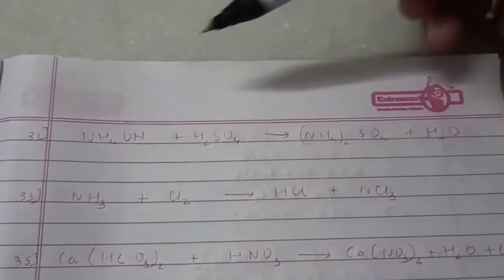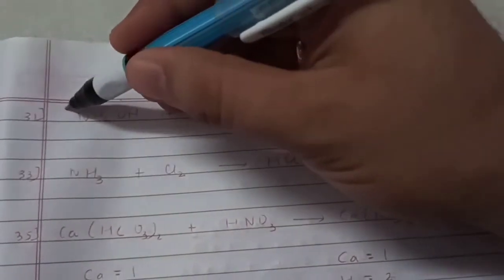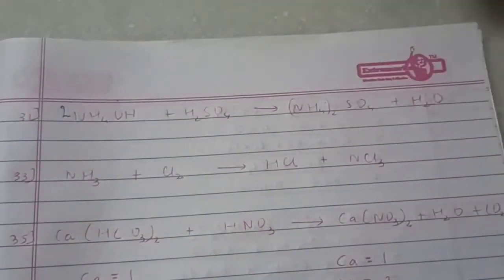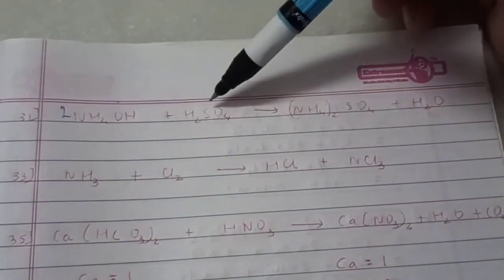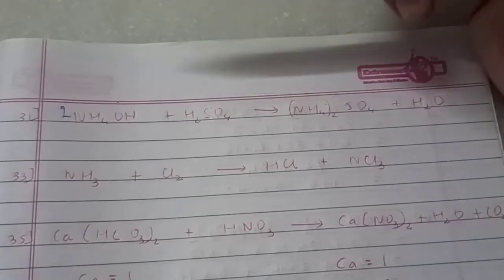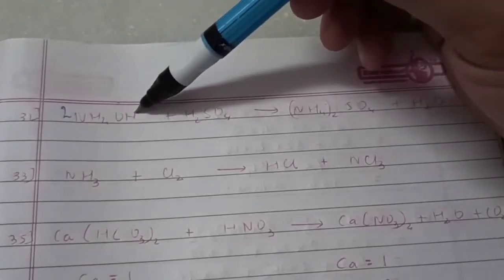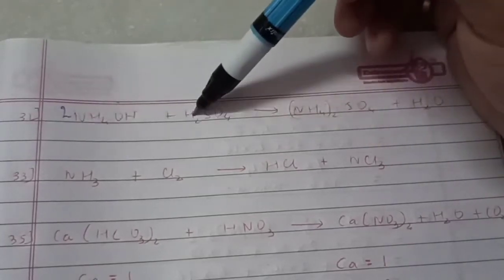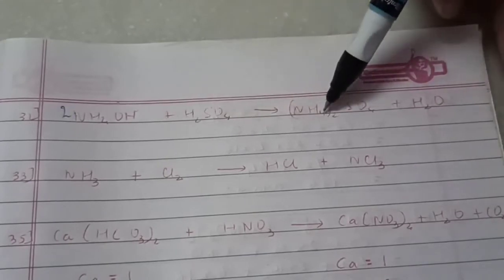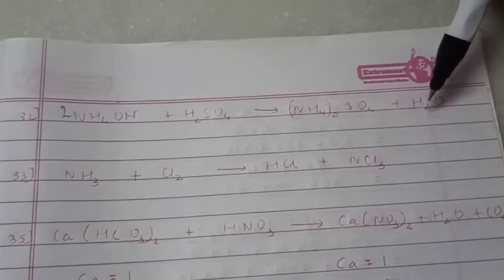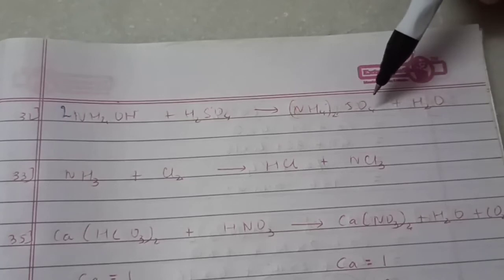So nitrogen is 1, nitrogen is 2. So I know that we'll have to put a 2 out here. Hydrogen, oxygen a bit later. Let's talk about sulfur. 1, 1, that's fine. Hydrogen. 4 plus 1, 5. 5 into 2, 10. Plus 2, 12. 4 into 2, 8. Plus 2, 10. So I'll have to increase hydrogen.